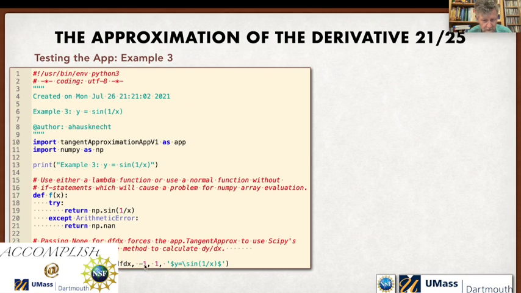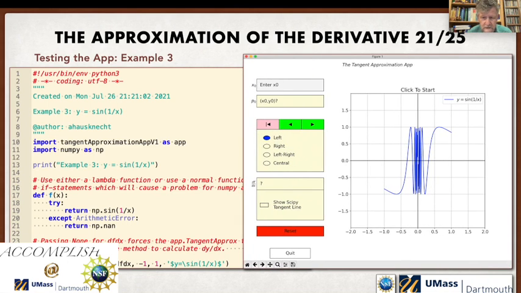This time I'm only plotting it from -1 to 1, and here's a little bit of LaTeX I used to label the plot. So this is the graph you get. You can see that this particular function is fairly complicated at the origin.